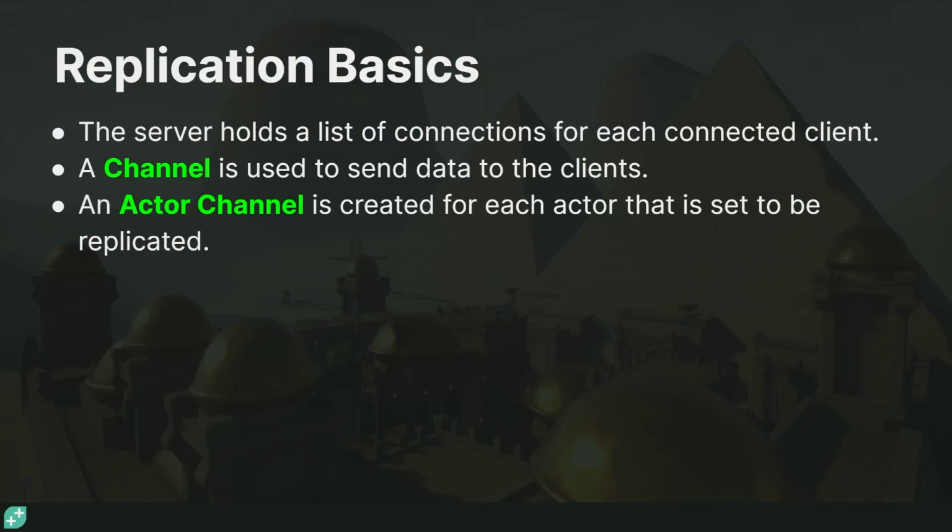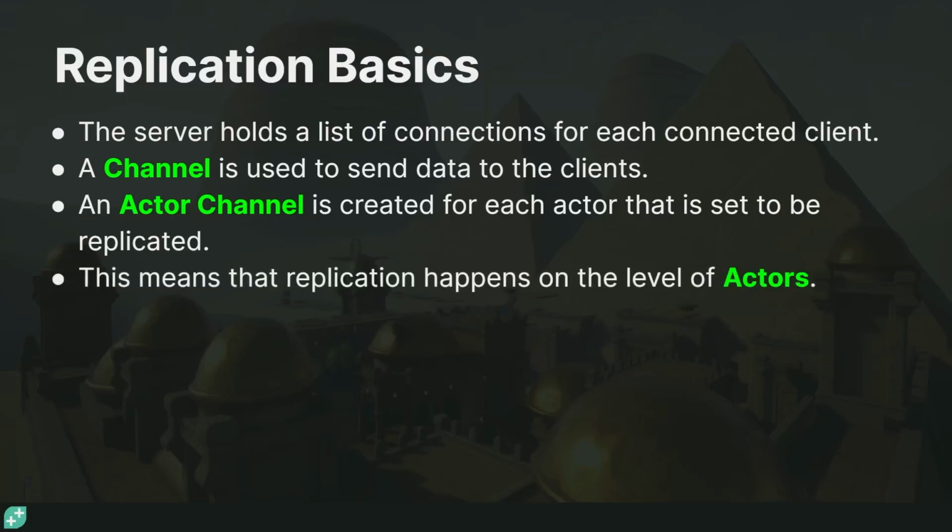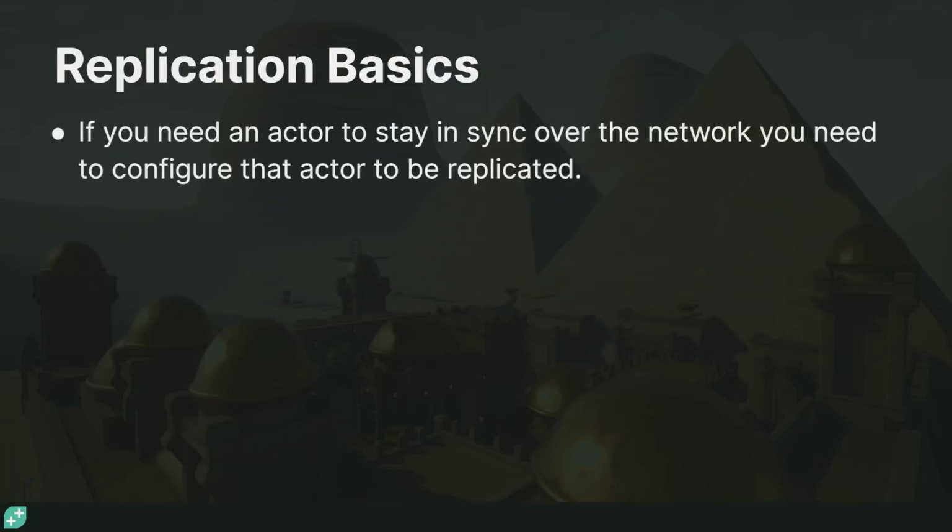So the server has a list of connections for each of the clients, and it creates a channel to send data to those clients. And among those channels, there are actor channels for each actor that is said to be replicated. This tells us that replication is happening on the level of actors. If you need an actor to stay in sync over the network, you need to configure that actor to be replicated. But how do you do that?